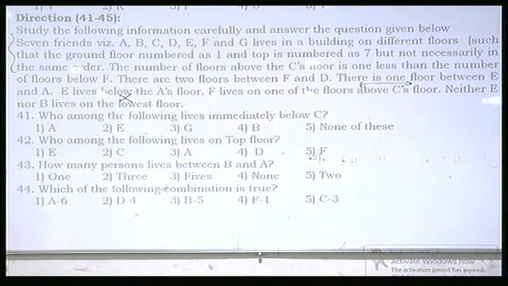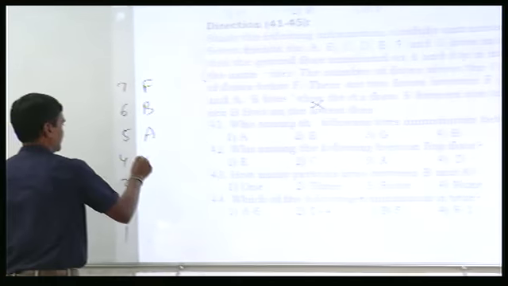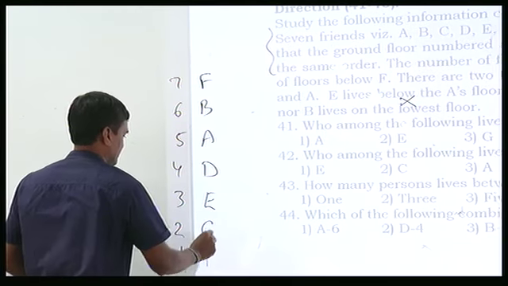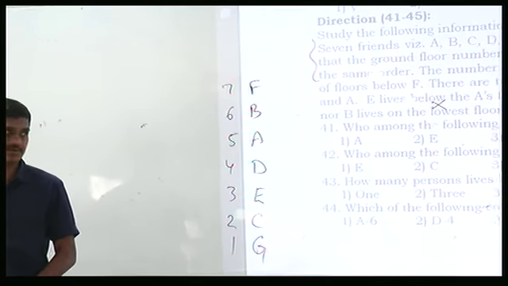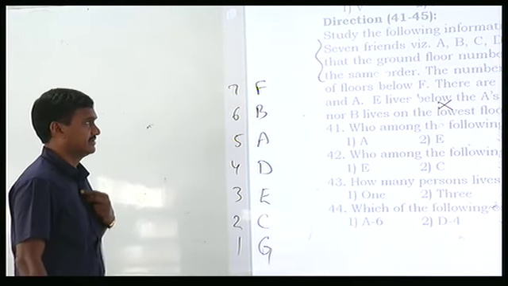As done. Shall we move to the next one? Then what is the order here? F, B, F, B, A, D, F, B, A, D, E, C, G is the order. Check out whether you got this order or not. Check out the statements once again.